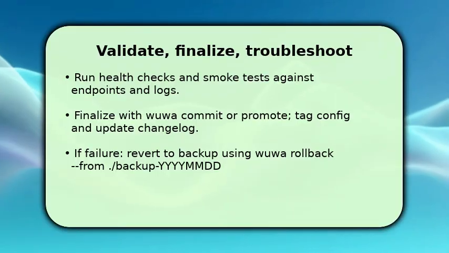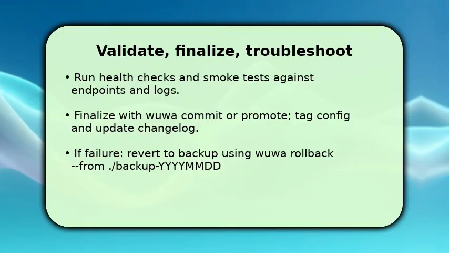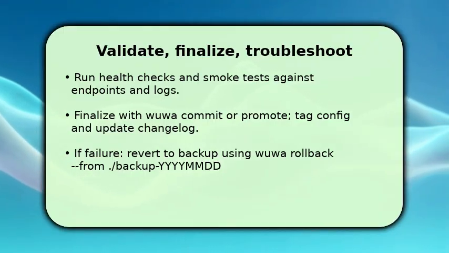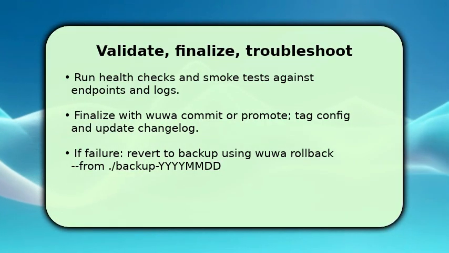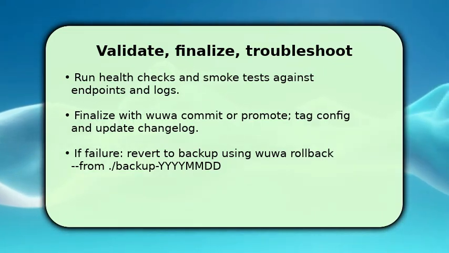Once happy, finalize the change by committing or promoting the applied config, tagging the release, and updating the changelog for traceability. If something goes wrong, use the backup to roll back immediately. Run the Wuwa rollback command with the timestamped backup, and then reevaluate the rendered config.